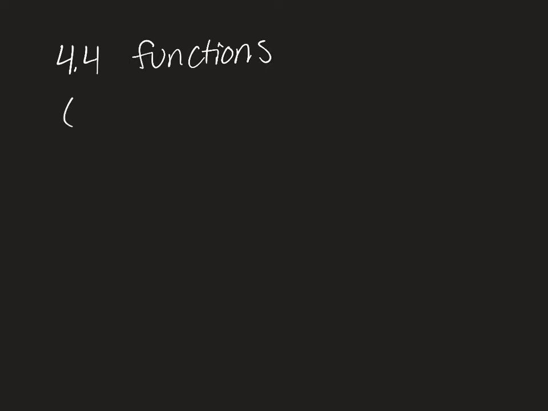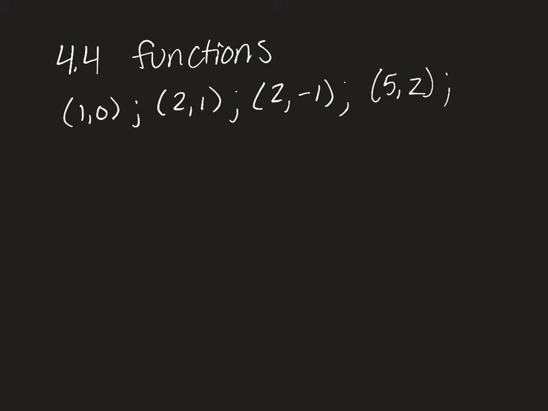So remember from ordered pairs. So let's say we have 1, 0, 2, 1, 2, negative 1, 5, 2, and 5, negative 2. So is this a function? No. Why not? Right, so we've got 2 2s here, and we have 2 5s here. So this is definitely not going to be a function. Right, you can't have any repeating x's.